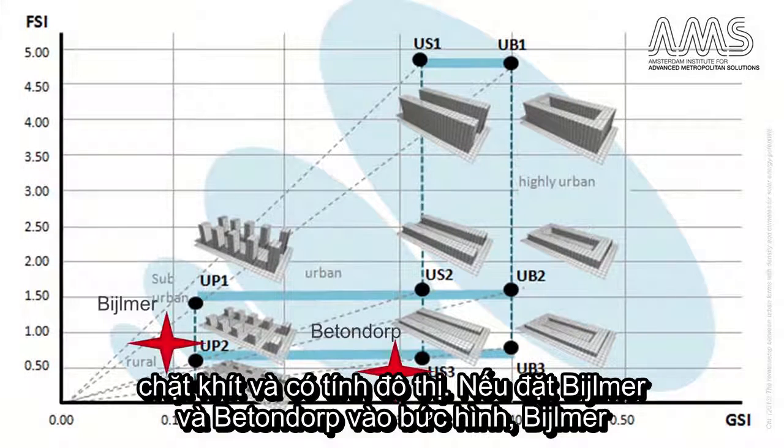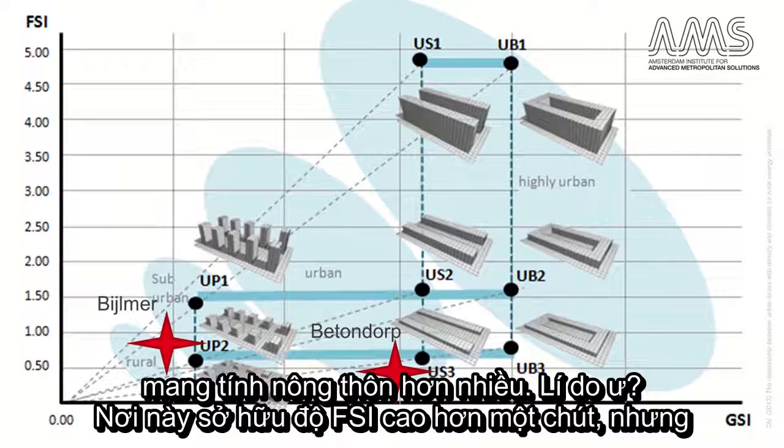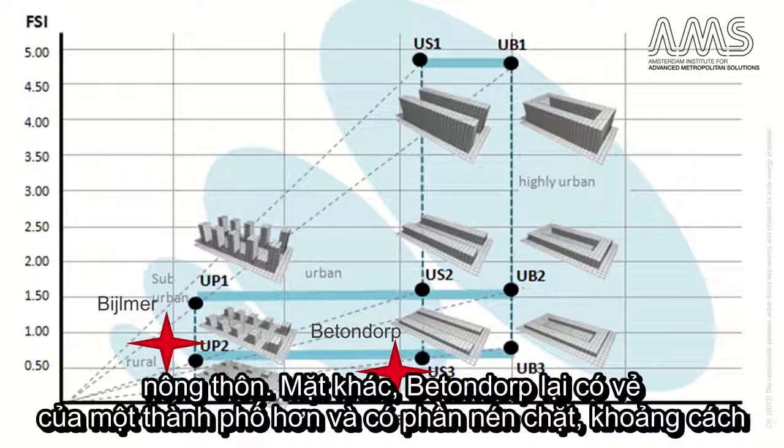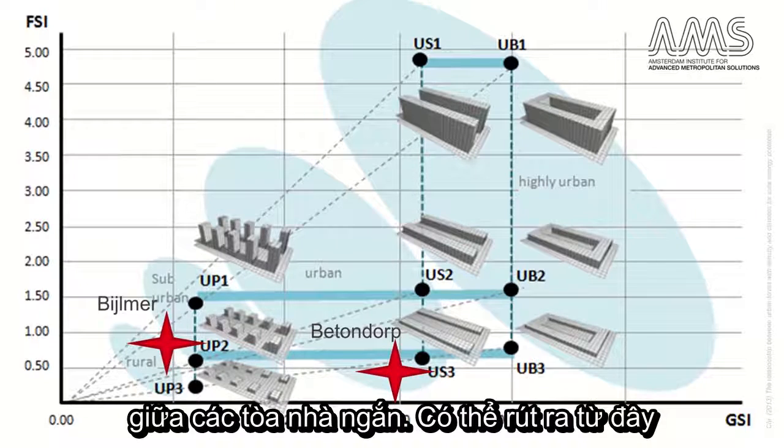If we now put Bijlmer and Betondorp into this picture, we can see that Bijlmer is much more rural. Why is that? It has a slightly higher FSI, but it is not a very compact build. It has lots of open space, which in this classification is defined as more rural. Betondorp, on the other hand, is more urban and is more compact, and distances between buildings are short.